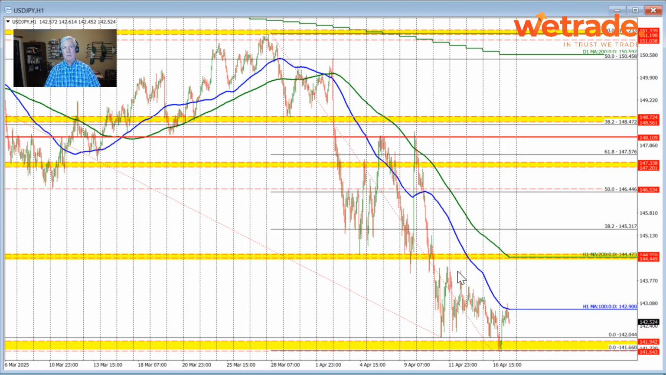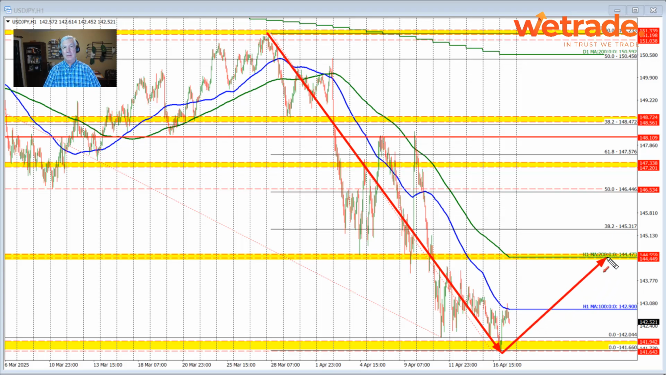Taking out the old highs right through here would be one, and then getting up toward the 200-hour moving average would be another. The 38.2% retracement of this move to the downside is still well higher. Actually, 145.31 is the 38.2% retracement. That and the 144.47 level are the next key targets, along with maybe these old highs going back over the last week or so of trading.